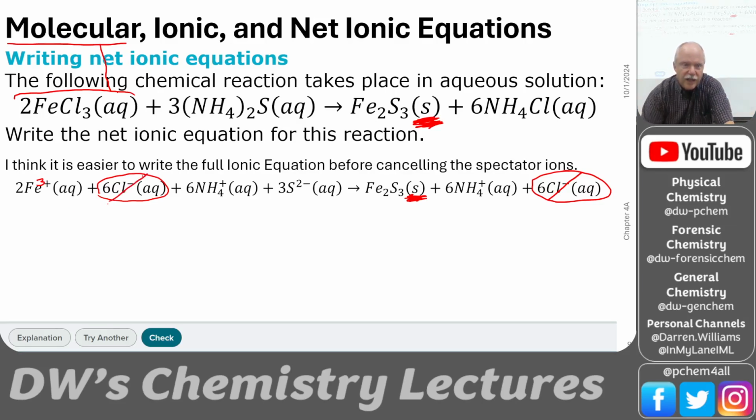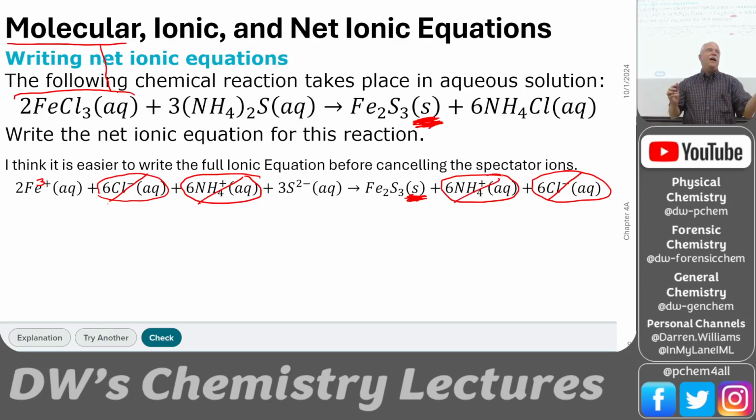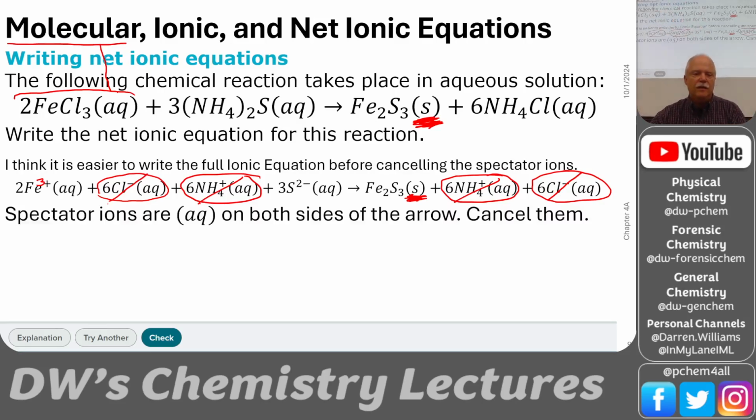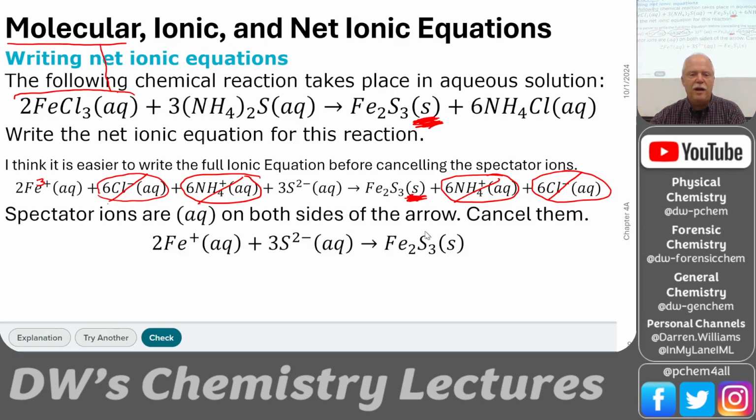Because we just want to know what's actually reacting to make that precipitate. What about the ammonium? Same thing, right? So we're looking at the ammonium. Got 6 ammonium ions over there and 6 on this side. Okay, and so then whatever's left is the stuff that's actually reacting. So the net ionic equation: the spectator ions are aqueous on both sides of the arrow, cancel them out. And so here's the net ionic equation, and I still have that 3 plus problem here.